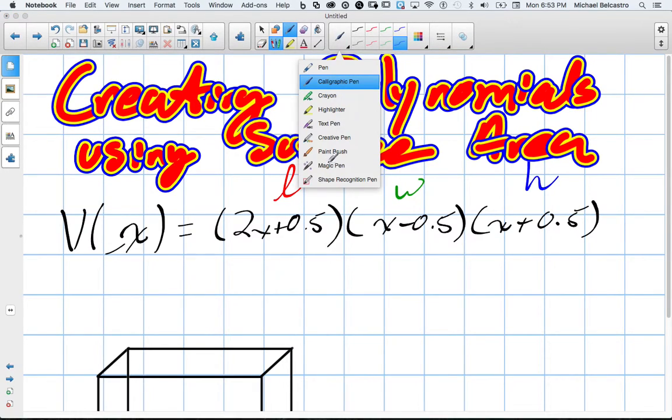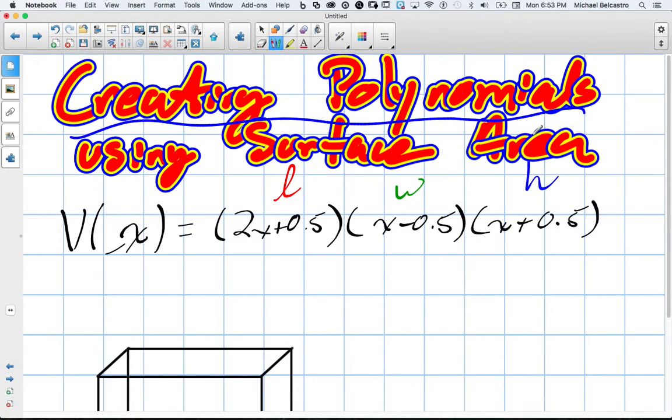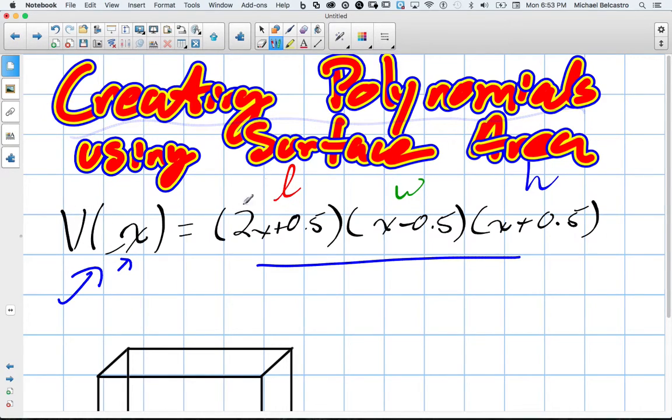Okay, we're looking at creating a polynomial. So we're going to create a function, which we kind of have here, using surface area. You've given a volume function to start with. We have volume as a function of x. And essentially, volume is length times width times height.